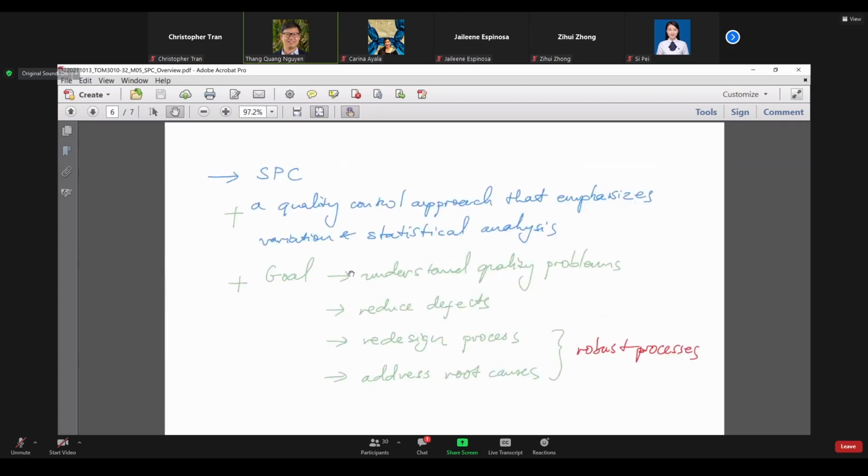All right. I add 2 more slides here in the overview of the SPC. So what is SPC? SPC is a quality control approach that emphasizes variation and statistical analysis, right? So we accept the variation. And second, we use a lot of statistics to measure the variation, to understand the quality problem, to see what we can do about it, right? So that we can reduce the number of defects today, and we can make the process more robust in the future, so that we do not have any problems like what we have today anymore, right?